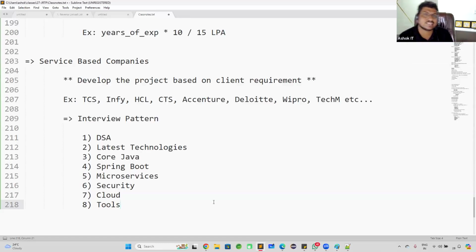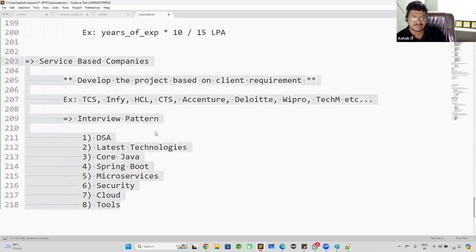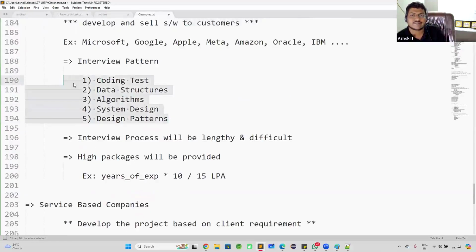First, they will check your coding skills and the data structures, whether you are good in data structures or not. Then, if you are good in DSA, they will check your core Java skills like lambdas, Stream APIs, the latest features in Java, multi-threading and all that. Then mainly they will focus on Spring Boot microservices because nowadays every company is developing projects using Spring Boot and microservices, and they will check security knowledge and cloud computing, and ask some questions related to tools also. So this is the interview pattern you can see in the service-based companies. But in the product-based companies, it is completely different.